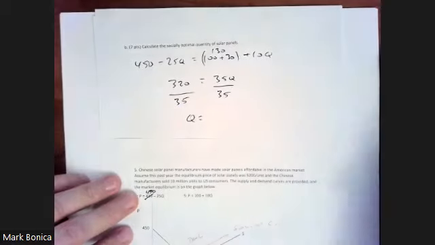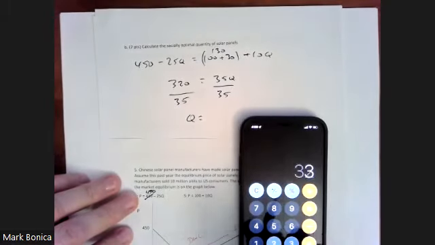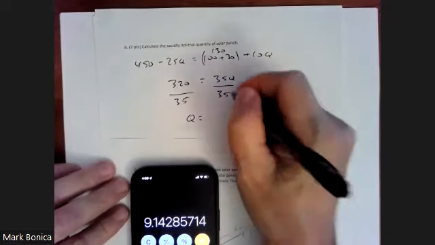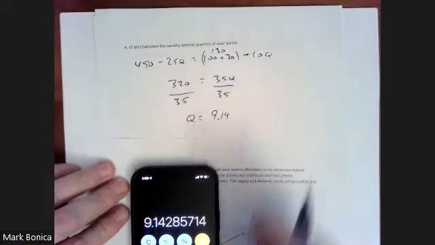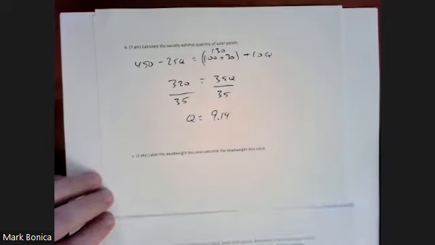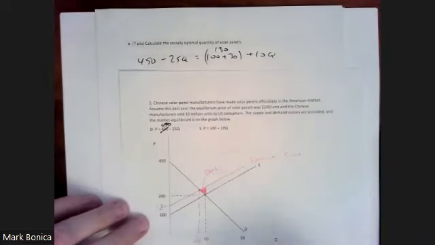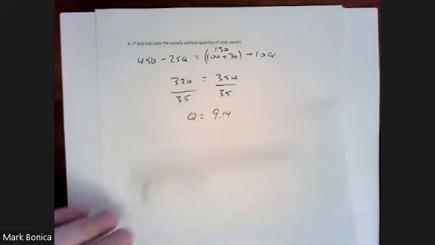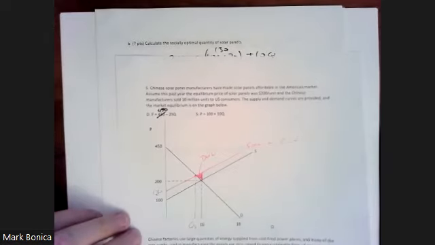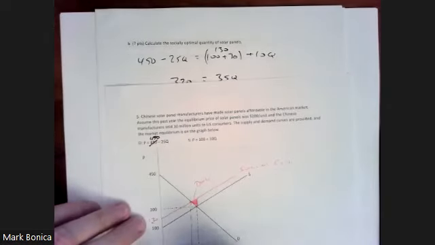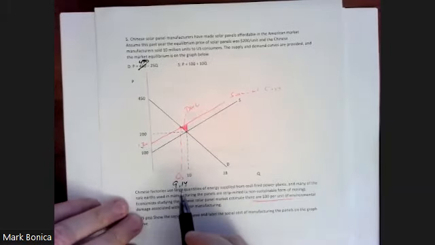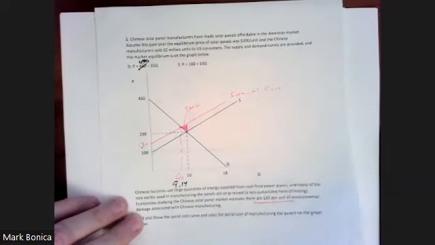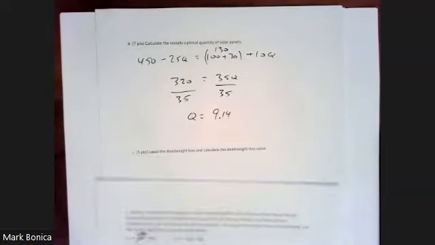And I get Q, 320 divided by 35. I get Q is equal to 9.14, roughly. And then, so we labeled the deadweight loss already. It's that. So calculate the deadweight loss. Okay, so the deadweight loss, we know that QS is 9.14. Right? So the deadweight loss is 10 minus 9.14 wide, right?